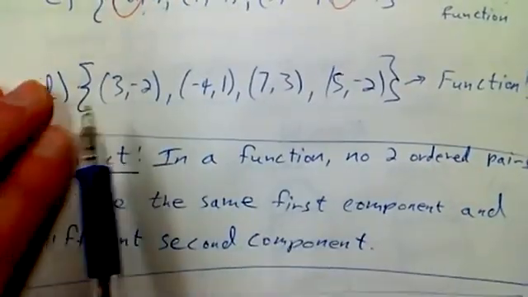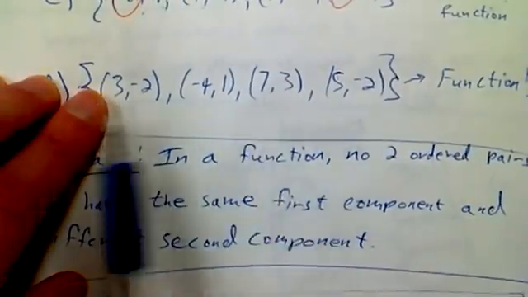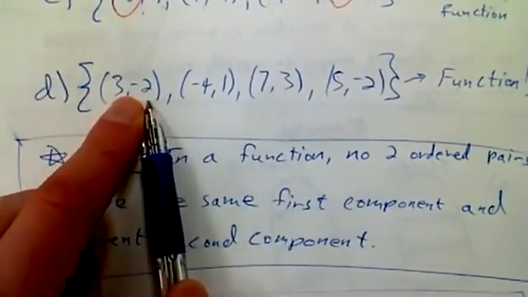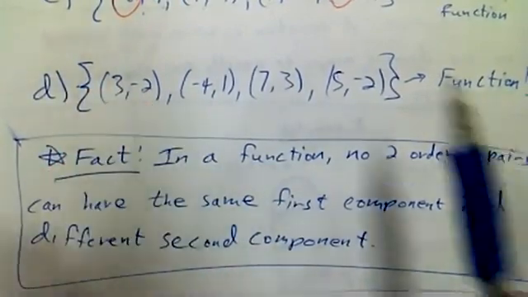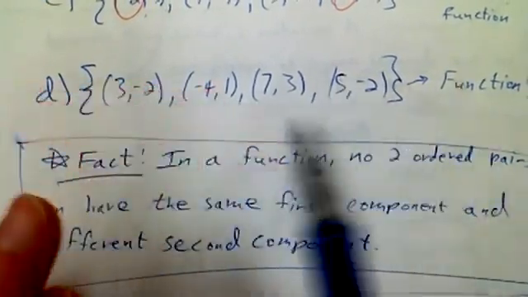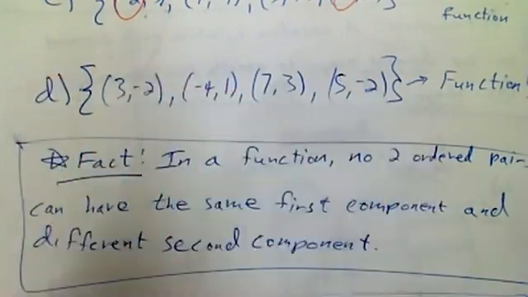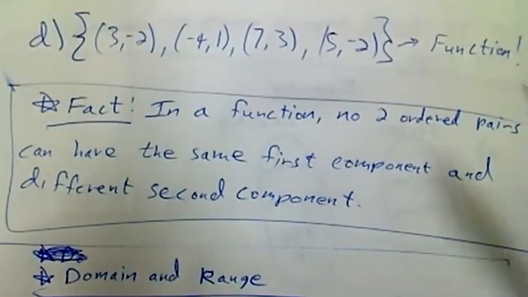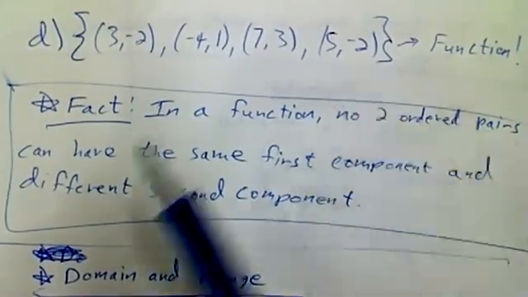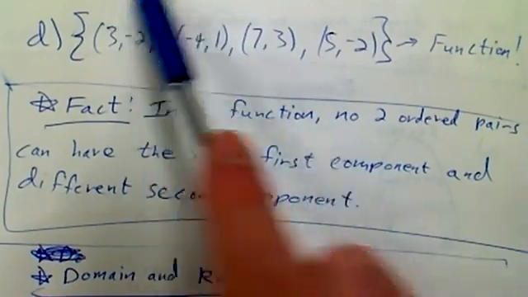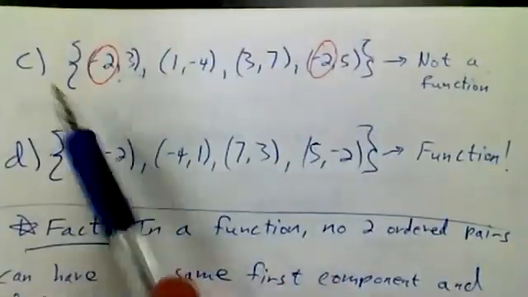Whereas if we look at D, 3, -4, 7, and 5, all of these, if you ask me what 3 is, I'll give you -2. If you say, well, what's y when x is 5? I'll give you -2. Every x has a unique y value it goes to, and that's a function. Okay, so a little fact, in a function, no two ordered pairs can have the same first component and different second component. Just like there, how that's a problem.